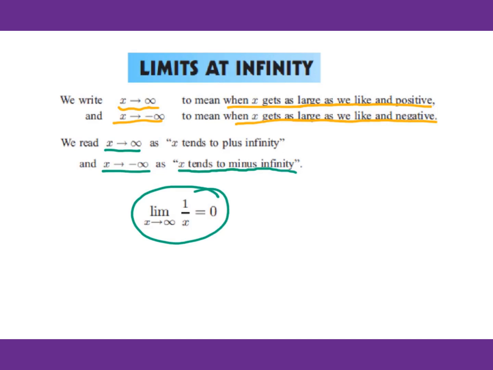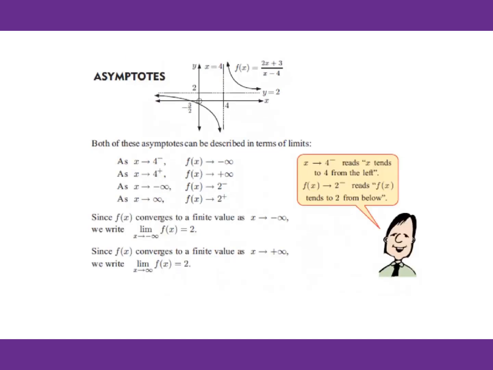You have to remember, limit as x tends to positive infinity of 1 over x equals 0. Limits at infinity are normally used in rational functions for asymptote lines. We have 2 asymptote lines for this function.